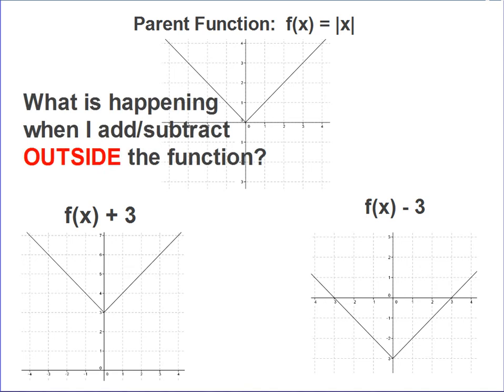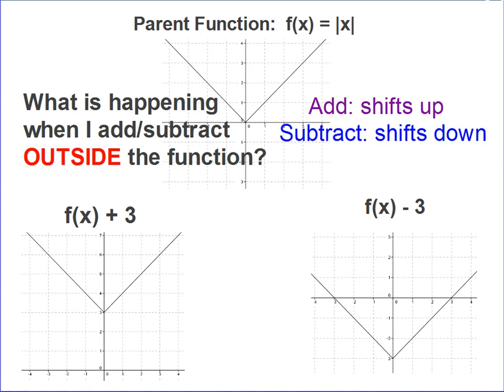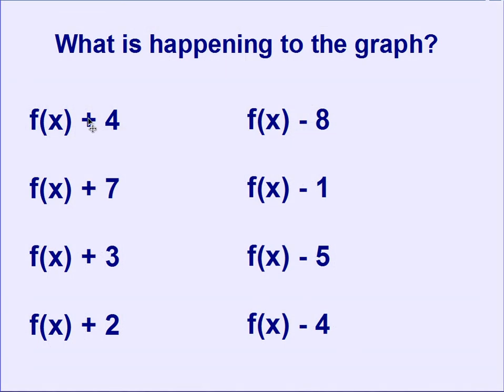So what's happening when we add or subtract outside the function? Well, when we add outside the function, the entire graph, every point on that graph, shifts up that many units. And if you're subtracting, the graph shifts down. That way, if you see transformations in function notation, you can tell really quickly that the ones on the left are going to be shifting up and the ones on the right are going to be shifting down.